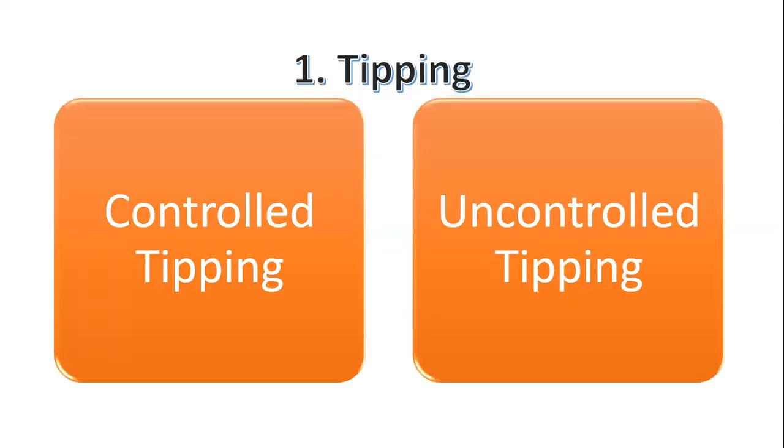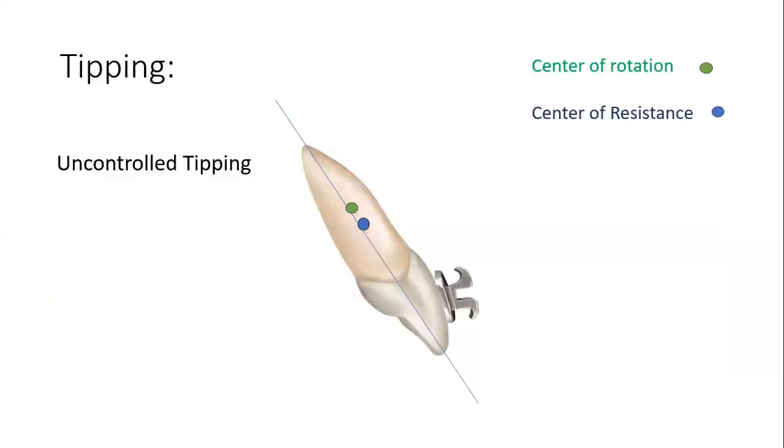Now we will be discussing these tooth movements in detail. Tipping is the simplest type of tooth movement, when a single force is applied, either with a removable appliance or with a fixed appliance. It can be controlled or uncontrolled. So, we will first see the center of resistance and rotation before further explanation of these movements. Here, in all these pictures, the blue circle represents the center of resistance, which is fixed and does not change, and the green circle represents the center of rotation.